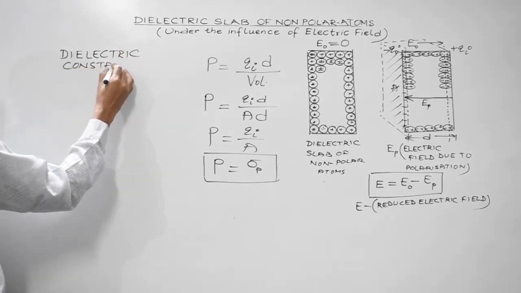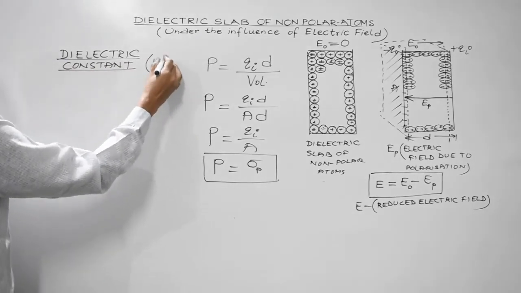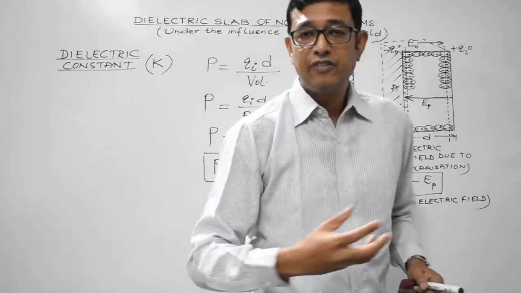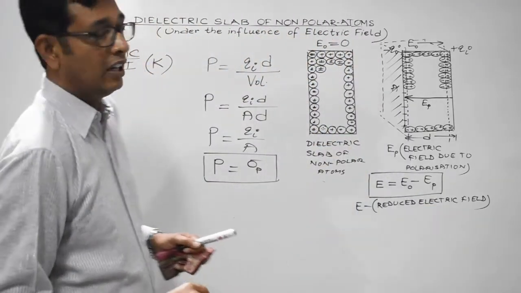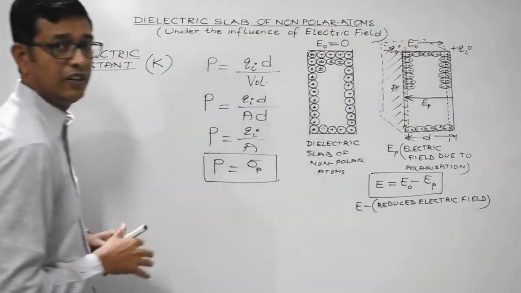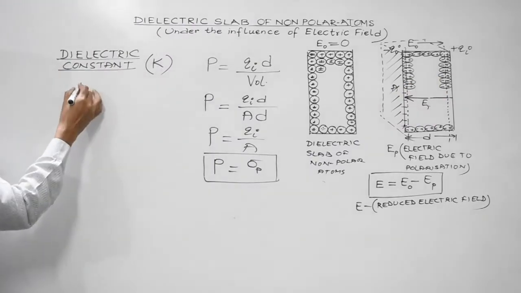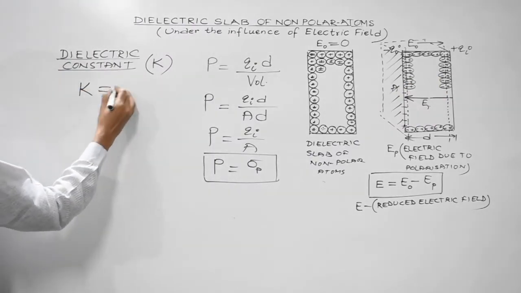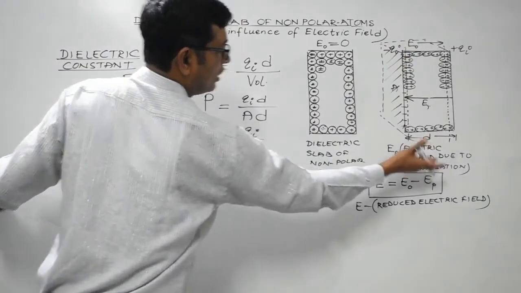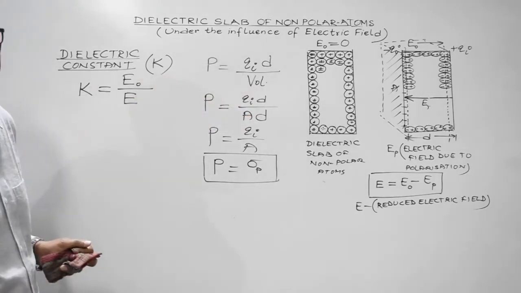Dielectric constant. Now, this is represented by K. We have discussed it earlier as well. It is also known as the relative permittivity of the medium. In this context, when a dielectric slab is under the influence of an external electric field, the dielectric constant of the slab is defined as the ratio of the applied field to the reduced electric field, that is, the net electric field inside the slab.